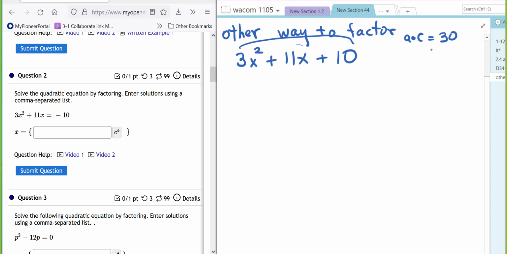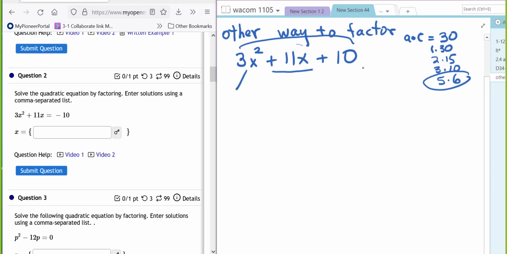So we have 30. We can do 1 times 30, 2 times 15, 3 times 10. 4 doesn't work because you get a remainder, and 5 times 6. You don't have to do both orders right here. So what you can do now is look at the list and see how do I add, because they're going to be like signs, to get 11. It's going to be 5 and 6. And so we're going to split this 11x into 5x and 6x.